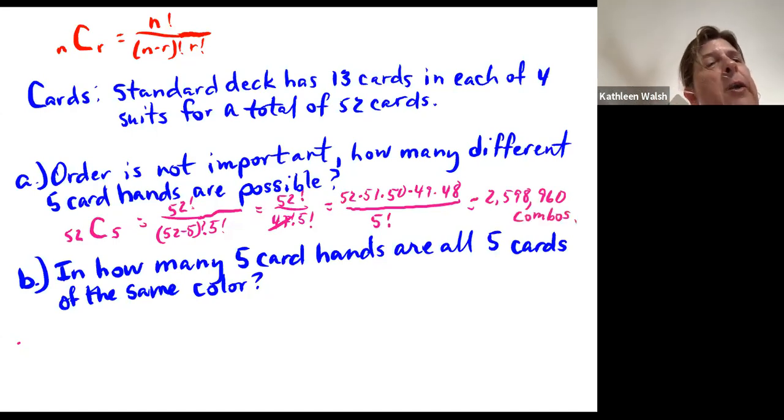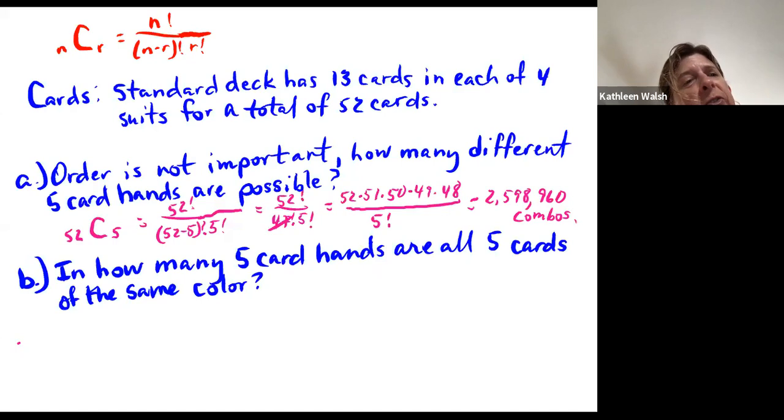The second part we're going to consider is, in how many 5-card hands are all 5 cards of the same color? Well, a question like this, all you have to think about is, you're holding a deck of cards. Well, what colors are there in a deck of cards? There's black and there's red. Okay, so it looks like we're talking about one of 2 colors.